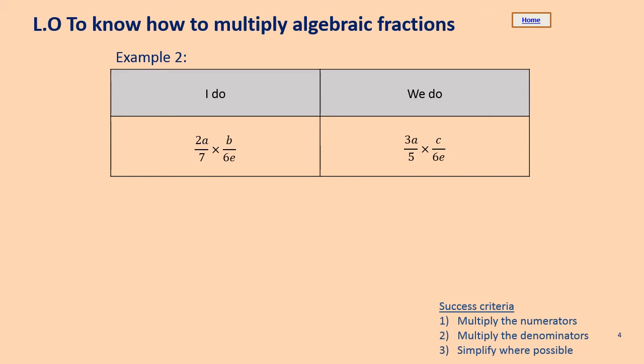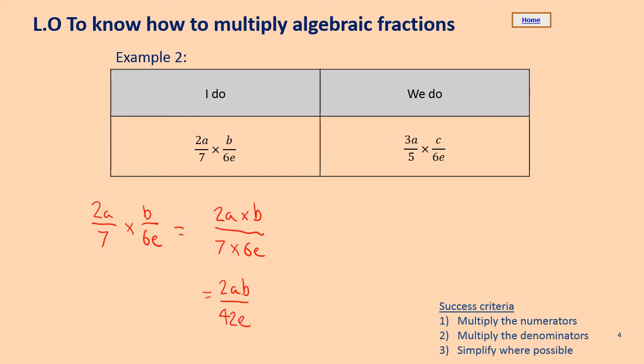Okay, so for the next example, we've got 2a over 7 times b over 6e. Again, follow the success criteria. I'm just going to write out our fractions over here. Multiply the numerators. So we've got 2a times b on the top and 7 times 6e on the bottom. 2a times b we're going to write as 2ab. 7 times 6e, well 7 times 6 gives 42e.